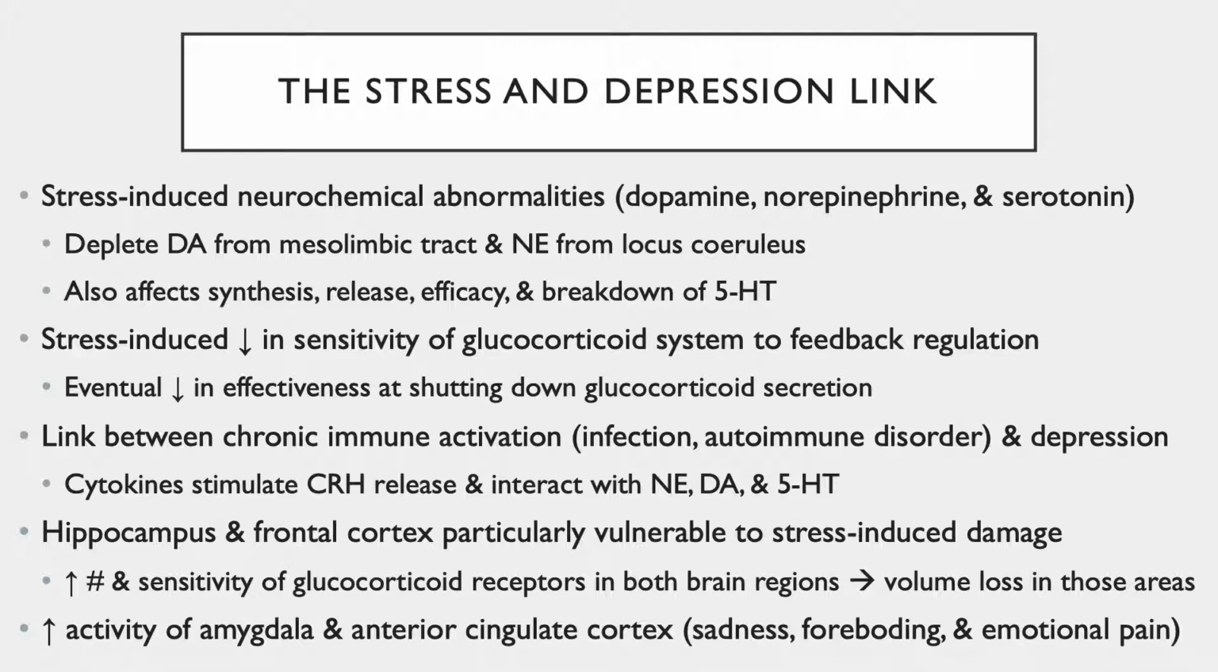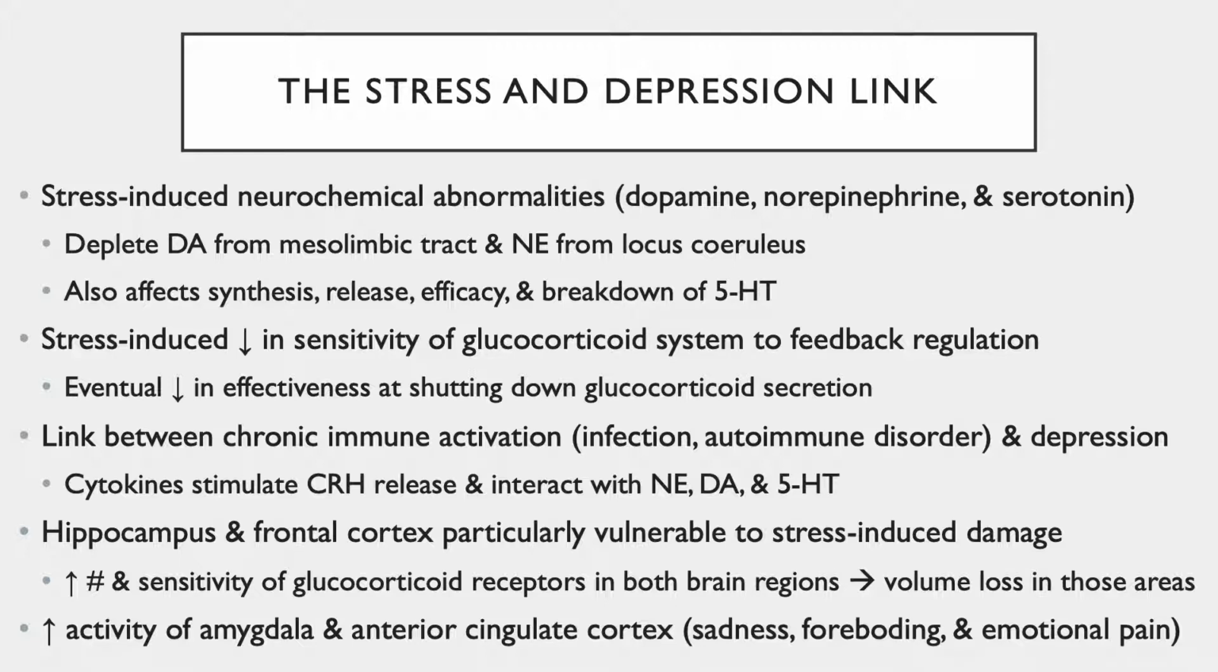The hippocampus and the frontal cortex, as we've discussed previously, are particularly vulnerable to stress-induced damage. A high number and high sensitivity of glucocorticoid receptors in both of these brain regions are associated with increased vulnerability to volume loss in those areas. The hippocampal volume loss is due to death and/or damage to neurons, inhibition of neurogenesis, or both. Hippocampal volume loss due to death and damage of neurons is associated with impaired declarative memory. Frontal cortex volume, on the other hand, appears to be related to a reduction in glial cells. The volume loss in both the hippocampus and the frontal cortex may be permanent.